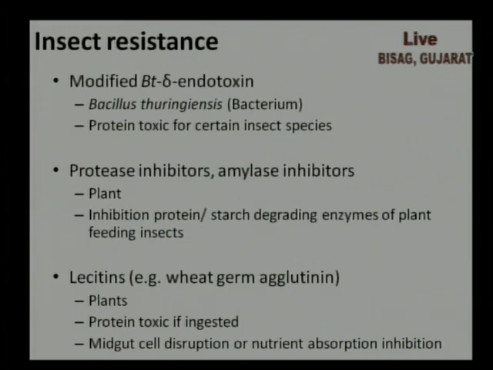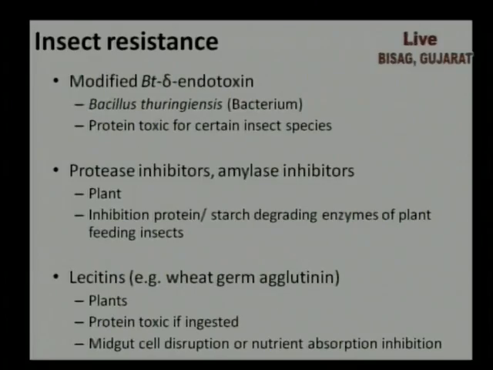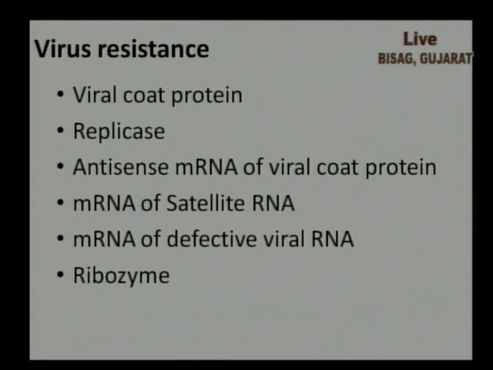There are certain protease inhibitors, amylase inhibitors, there are certain lectins. These are all materials which are harmful to the insect, but not harmful to the plant, and automatically with the help of genetic engineering we can produce and express them, and we can get resistance to the insects. For virus resistance, we can have the same method.